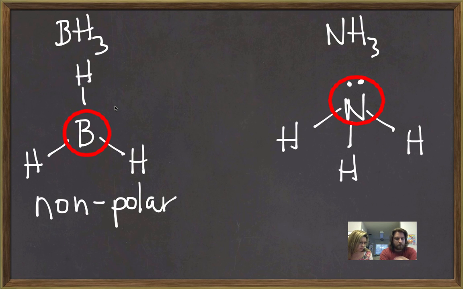Great. Now let's look at the central atom on NH3. Is there a lone pair on the center atom? I see one. There definitely is. So you stop right there. It is polar. Ladies and gentlemen, very, very easy. Let's look at one more thing right here.